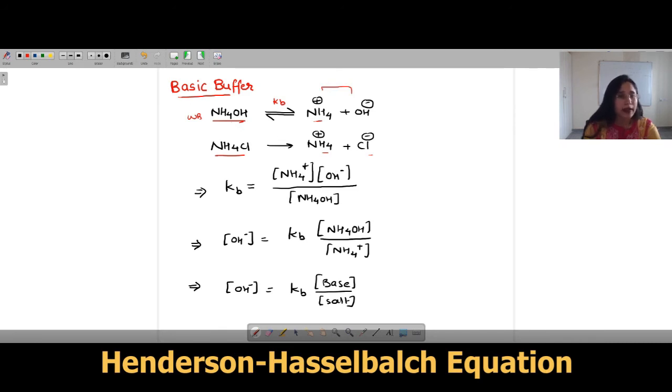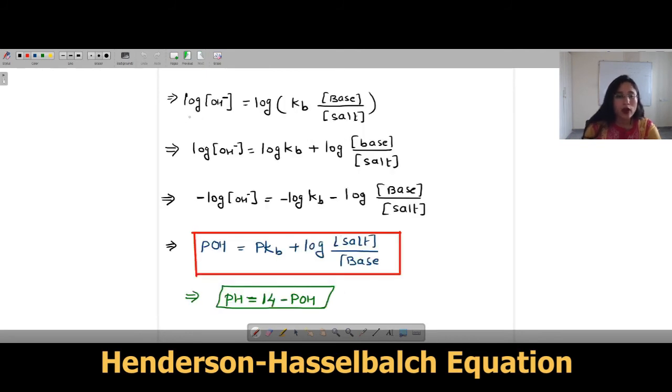As I said, we wanted to find the basic buffer concentration, so we are more interested in finding the OH minus concentration. Then Kb will come here, and this can be reciprocated: ammonium hydroxide upon ammonium plus ion. Then we can take log both sides. So we can write log OH minus equal to log Kb plus log base upon salt.